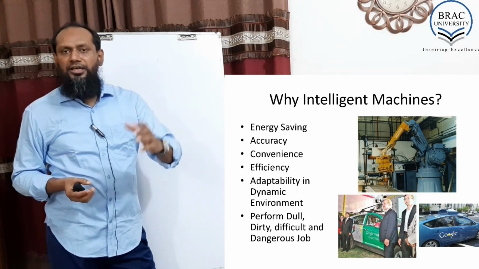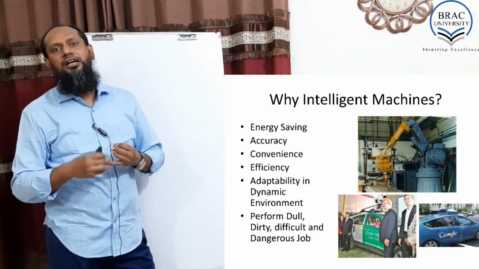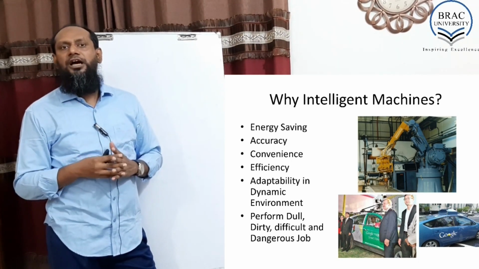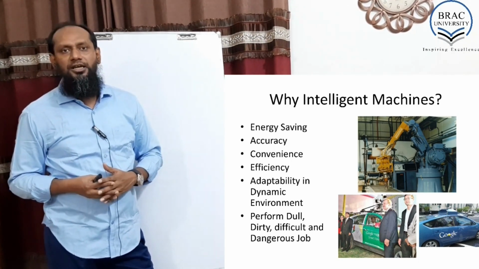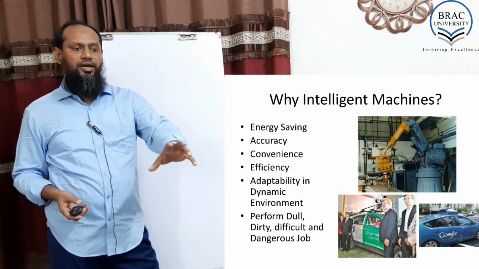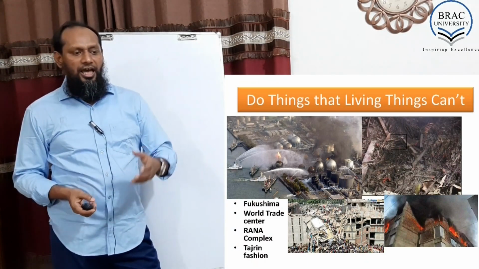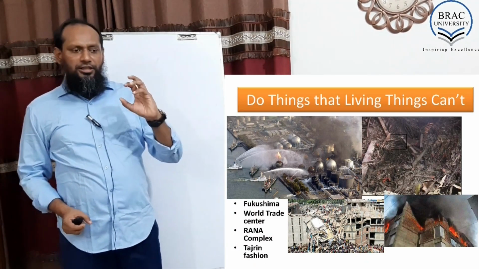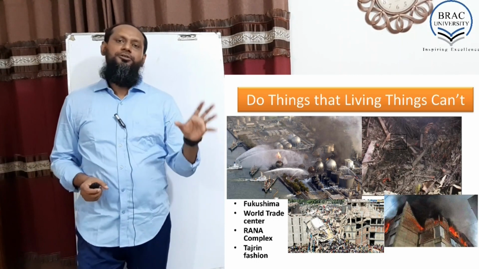And then the last thing is to perform dull, dirty, dangerous, and difficult work. Okay, so to perform especially these 4 tasks, we use intelligent machines. So that's why we need intelligent machines. And in conclusion, we can say, do the things that living things cannot.